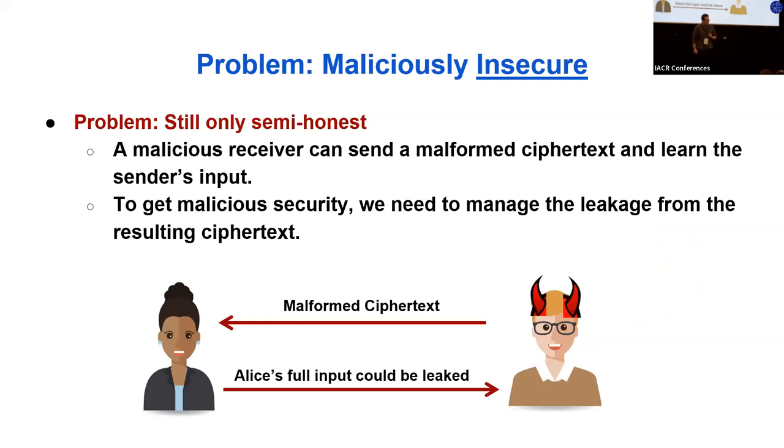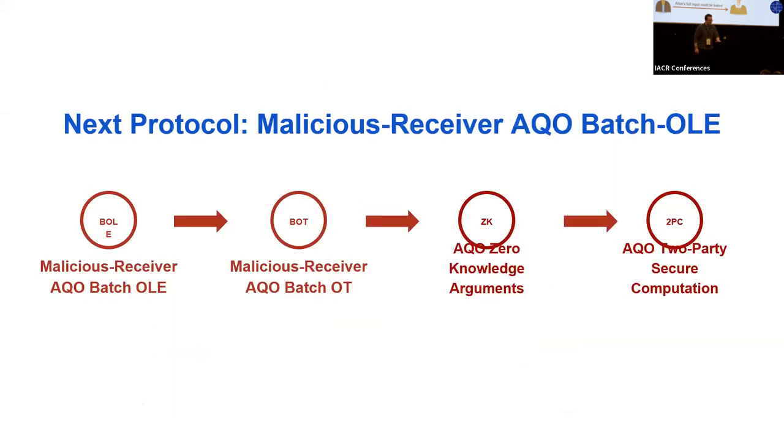I said at the beginning, we're going to talk about maliciously secure two-party computation, and this AQO protocol, even though it's fast, is only semi-honest. And in fact, if Bob is malicious, there's a pretty simple attack. If Bob sends a malformed ciphertext, then Alice's full input could still be leaked. So if we want a maliciously secure batch OLE protocol, we're going to need to do something else.